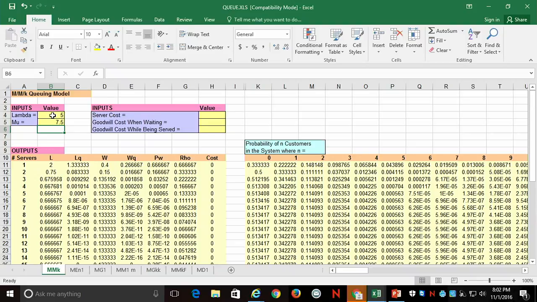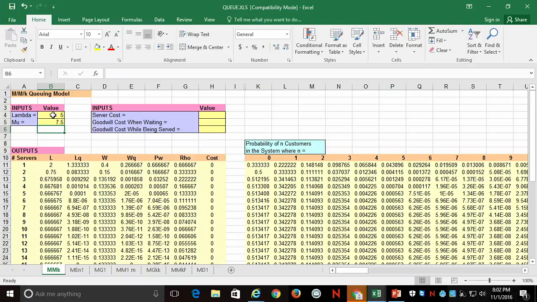So let's go through these performance measures. L is the average number of people in the system. On average, we have 2 people in the system. L sub Q is the number of people waiting in line on average. On average, we have 1.33 people waiting in line. W is the average time they spend in the system. It's 0.4. 0.4 what? 0.4 hours, because I plug these in hours, so all the times will be in hours. So 0.4 times 60, roughly 24 minutes, right? So they're spending 24 minutes in the system.